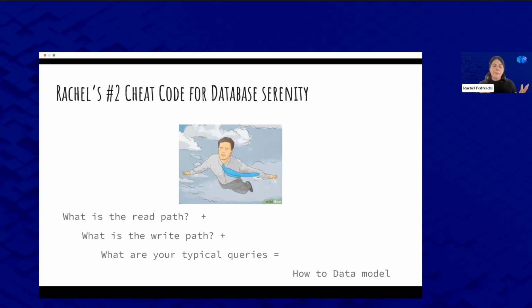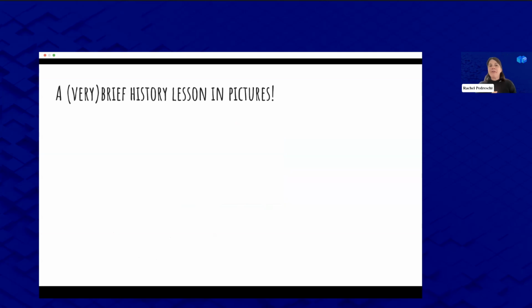So between those 2 tips, look at how the data is stored on disk, and then understand the read and write paths and what your typical queries are, you should be able to pick which database is the most appropriate for your use case and how to model that for the best possible outcomes. If you don't data model well, you're going to end up having performance problems down the line. I can guarantee you. So let's do a very brief history lesson in pictures.